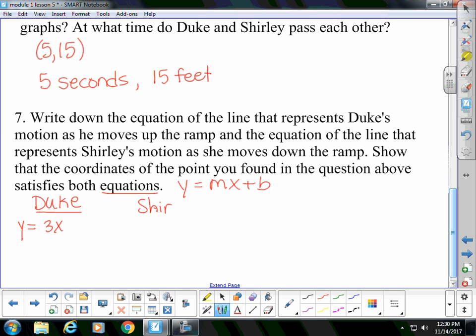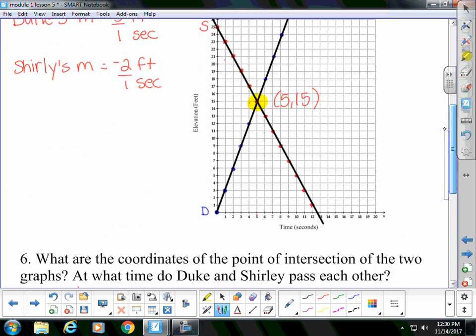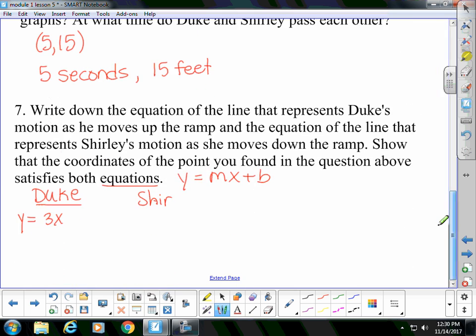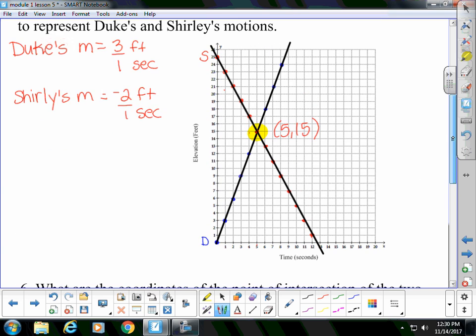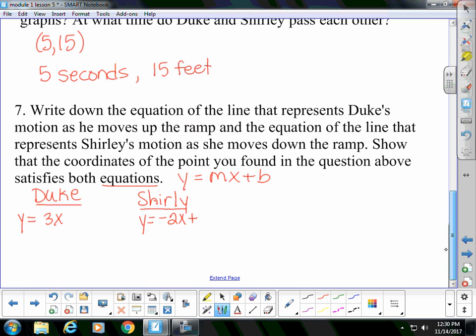And then Shirley's equation. Shirley's equation is y equals negative 2x. But she started at the top of the ramp, which was 25 feet up, so it'd be negative 2x plus 25. And now I just want to verify that that point, 5 and 15, actually works for both equations.